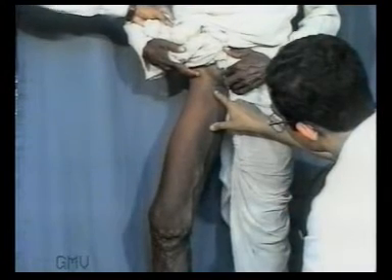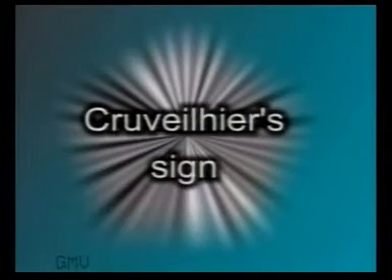Now keep your hand gently over the saphenous opening, which is located 3.8 centimeters below and lateral to the pubic tubercle, and ask the patient to cough. A cough impulse indicates saphenofemoral valve incompetence. If a saphena varix is present, a thrill will be palpable when the patient coughs, as if a jet of water is entering and filling the varix. This is Cruveilhier's sign of saphena varix.